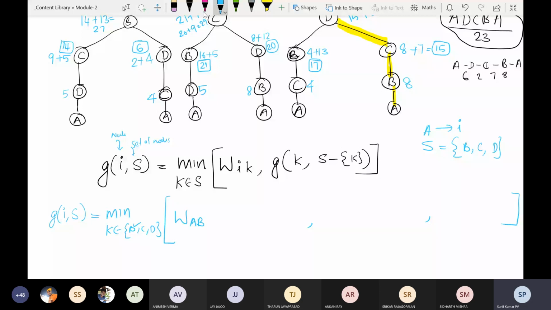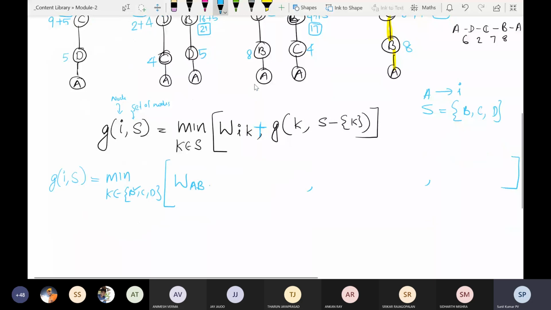So W A B, oh, this is not a comma, this is plus. Let us verify it again. Yes, it is plus. Plus G of the cost function is recursively called. K means what? What is our K now? Since we have fixed K as B.